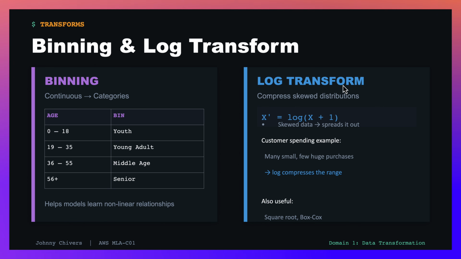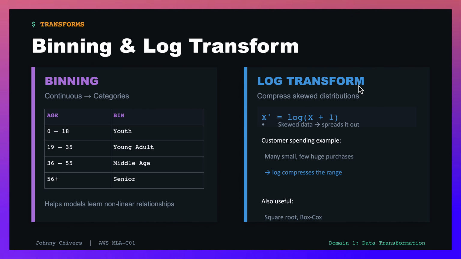And then the other thing that you will need to know for the exam is the log transformation. So this is when you have data that's skewed and it spreads out a lot. A log transformation will squeeze that data back down into a more normal range. It's also useful when you have many small but lots of purchases, so they're all spread out by a customer. Binning comes up on the certification quite a lot.